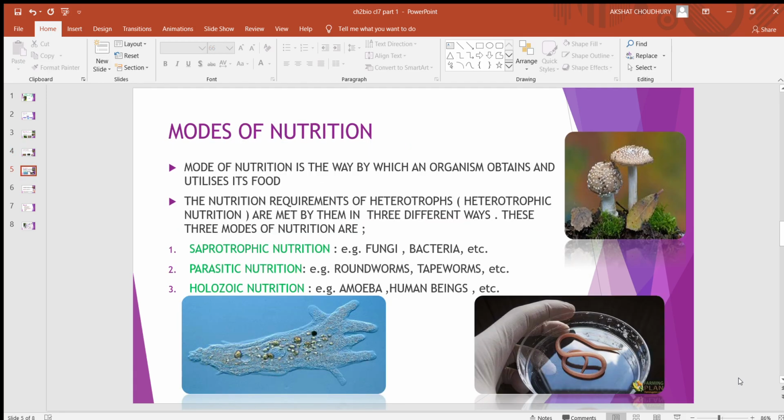Now about mode of nutrition. Mode of nutrition is the way by which an organism obtains and utilizes its food. The nutrition requirements of heterotrophs are met by them in three different ways. These three modes of nutrition are: number 1, saprotrophic nutrition; number 2, parasitic nutrition; number 3, holozoic nutrition. Examples of saprotrophic: fungi, bacteria; parasitic: roundworms, tapeworms, flea, etc. Holozoic: amoeba, human being, etc.